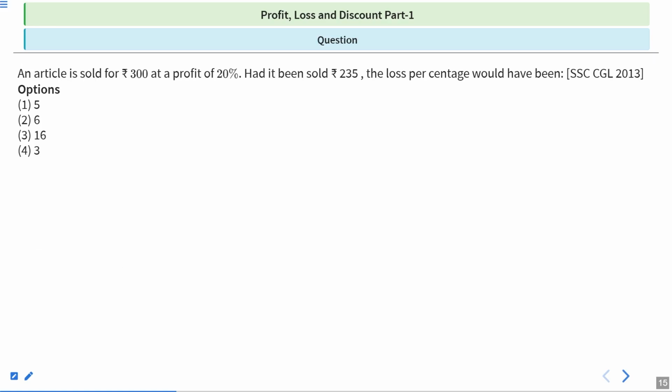Next one. An article is sold for 300 rupees at a profit of 20%. Had it been sold for 235 rupees, the loss percentage would have been. This question was asked in the SSC CGL 2013 exam. Now there are four options: first is 5, second is 6, third is 16, and fourth is 3. Now you have 10 seconds to solve this question. Your time starts now. Now time's up. Let's see the solution of this question.